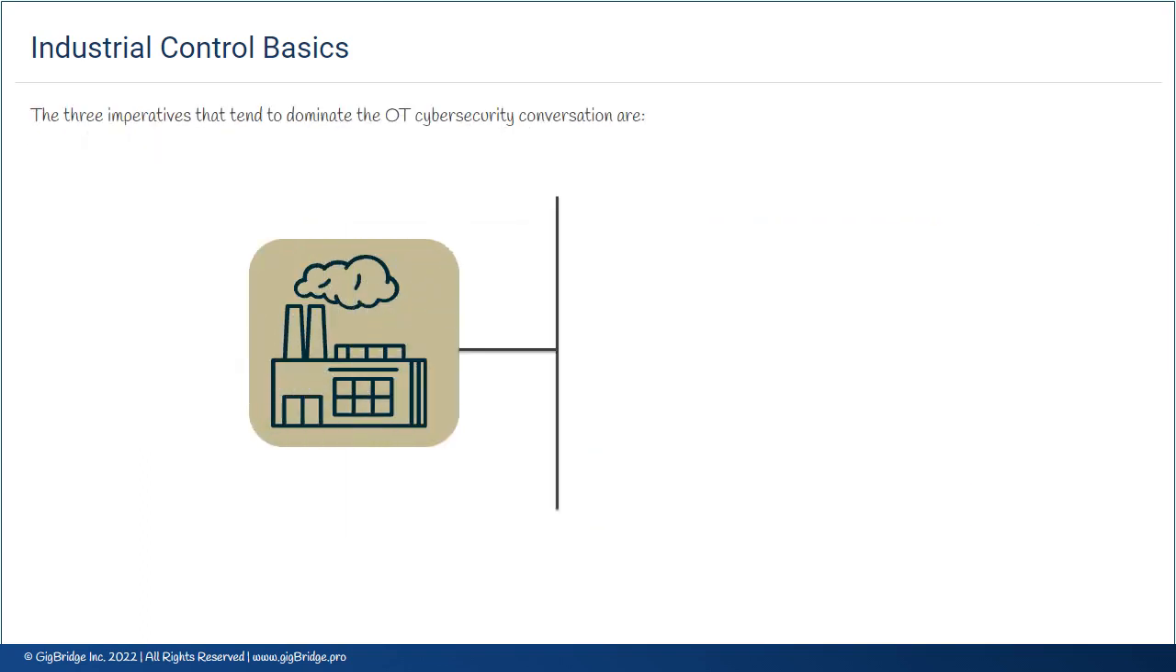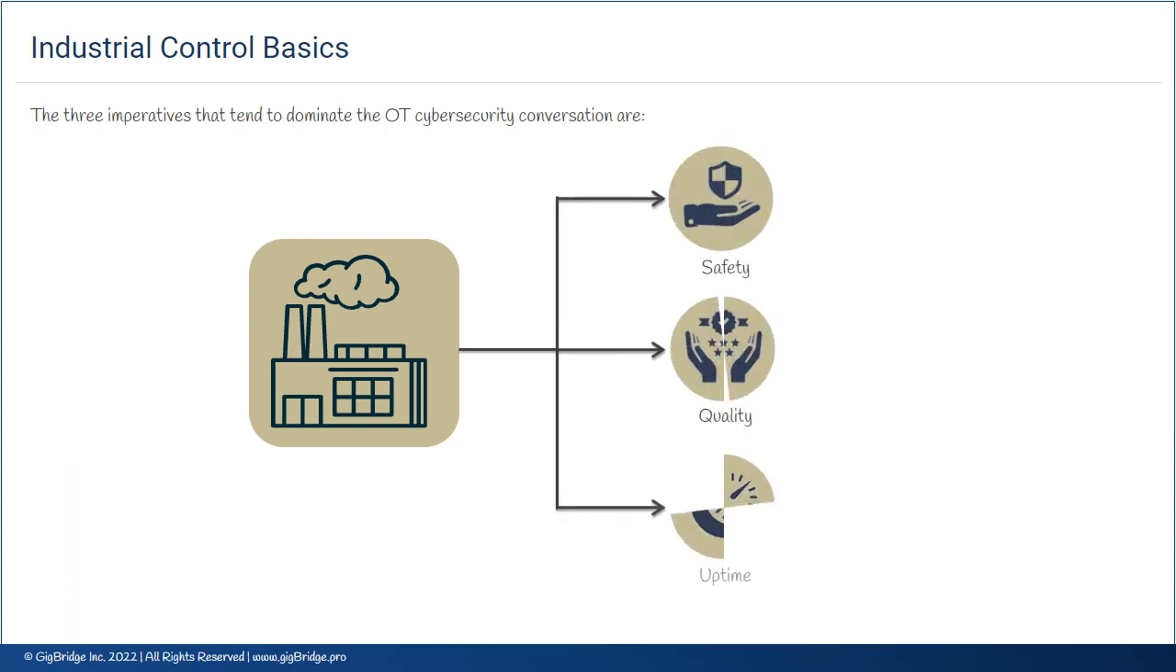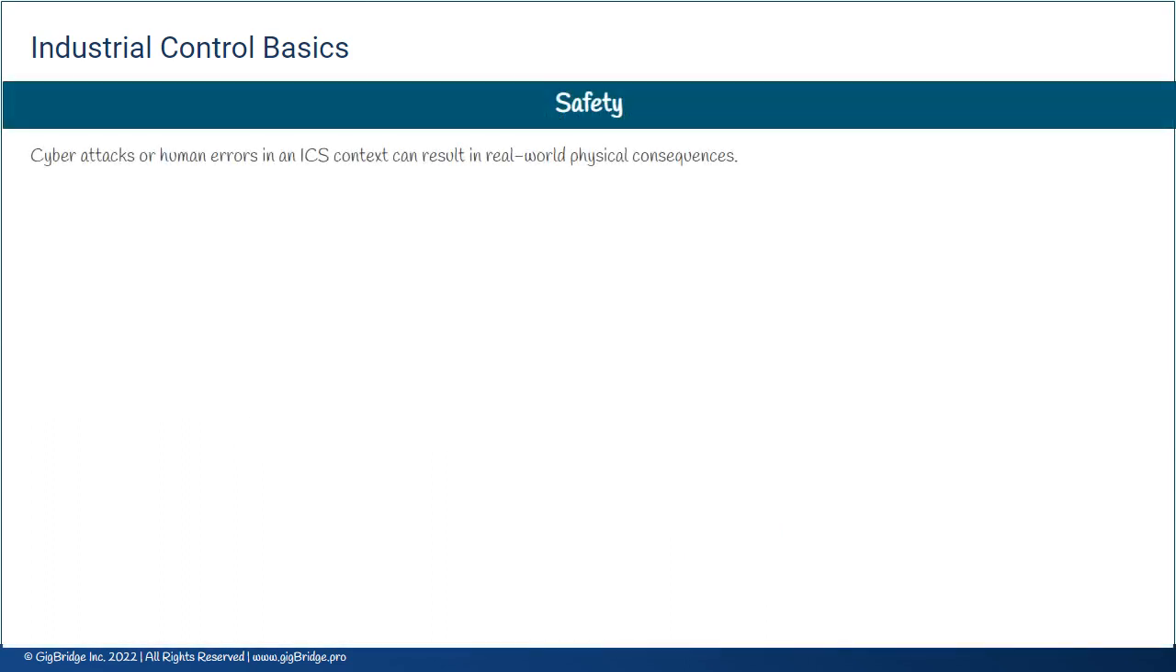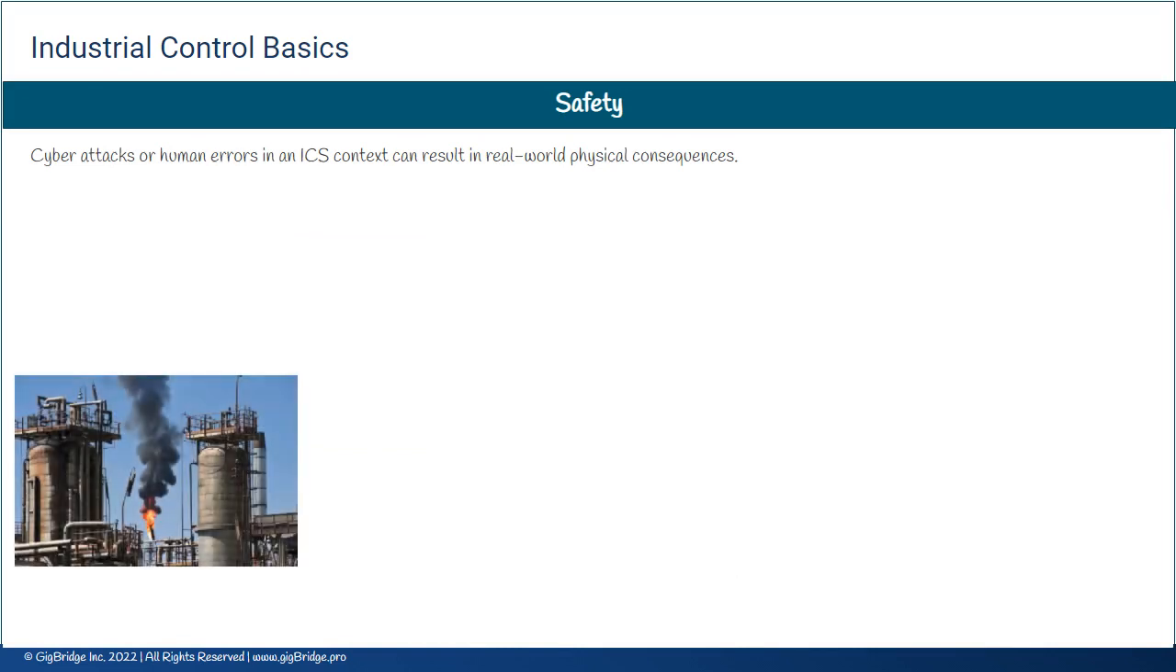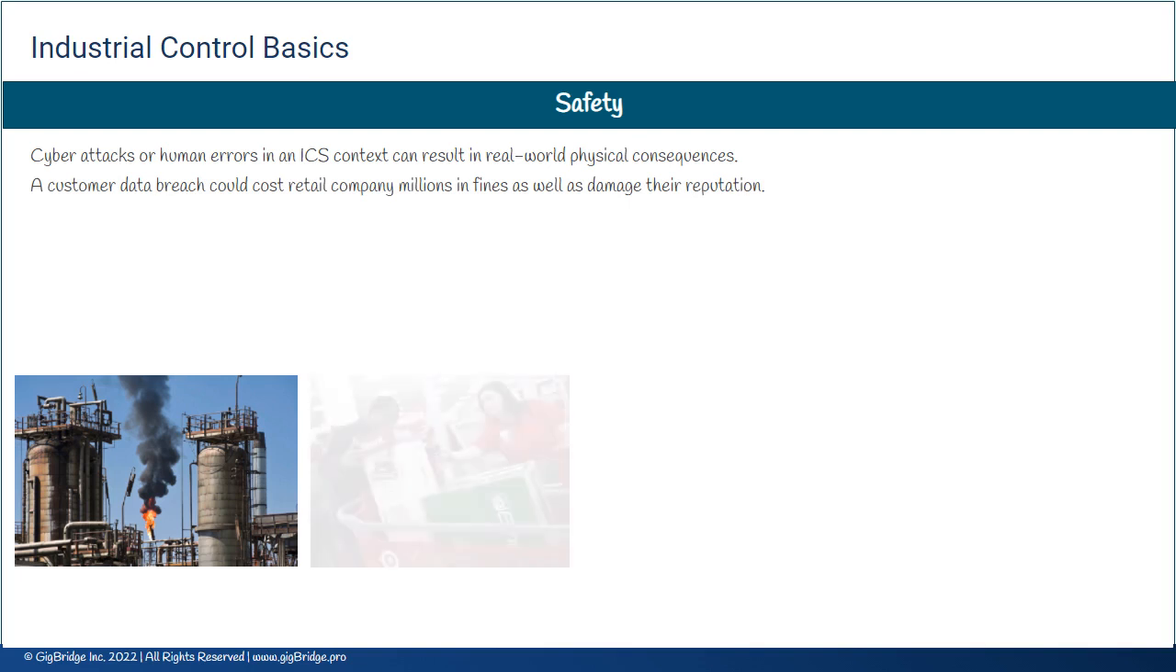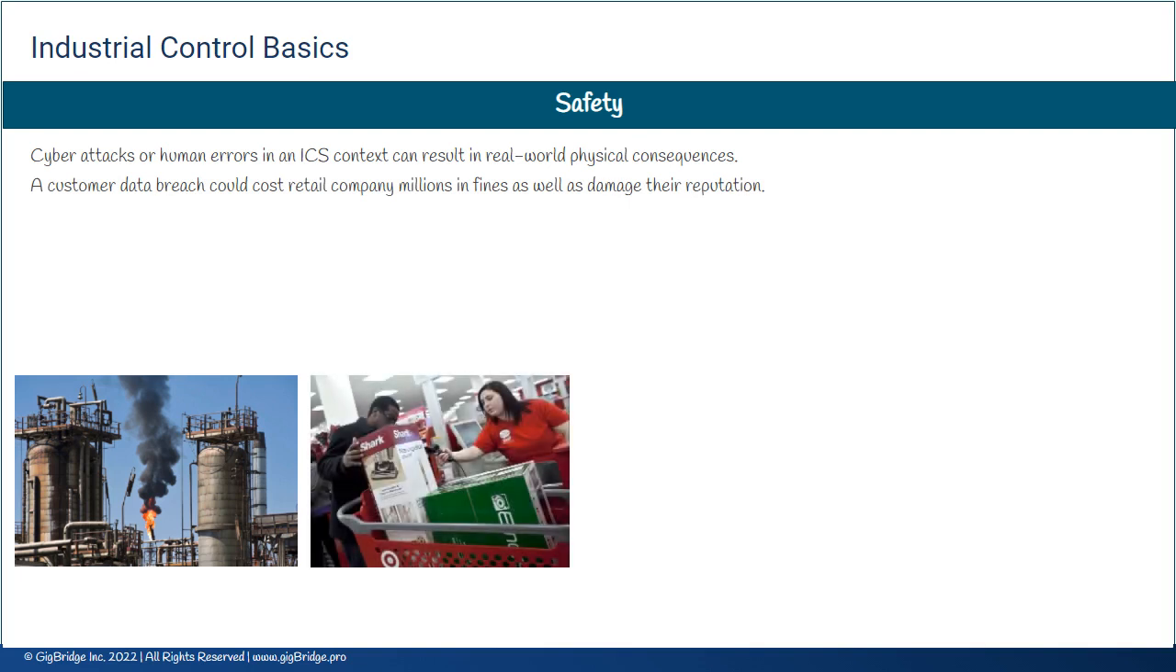The three imperatives that tend to dominate the OT cybersecurity conversation are safety, quality, and uptime. Let's look at each in detail. Safety. Cyber attacks or human errors in an ICS context can result in real-world physical consequences. On the other hand, a customer data breach could cost a retail company millions in fines as well as damage their reputation. The physical safety of human beings isn't the main factor.